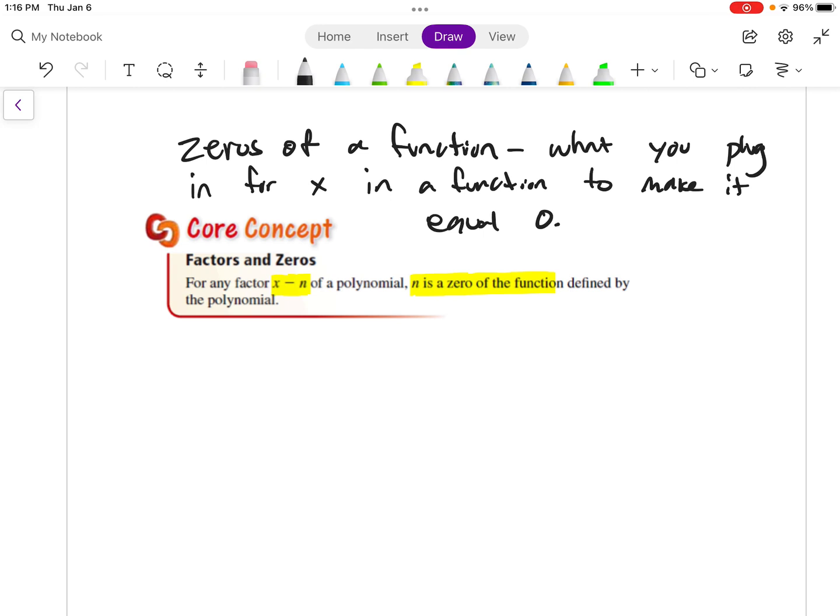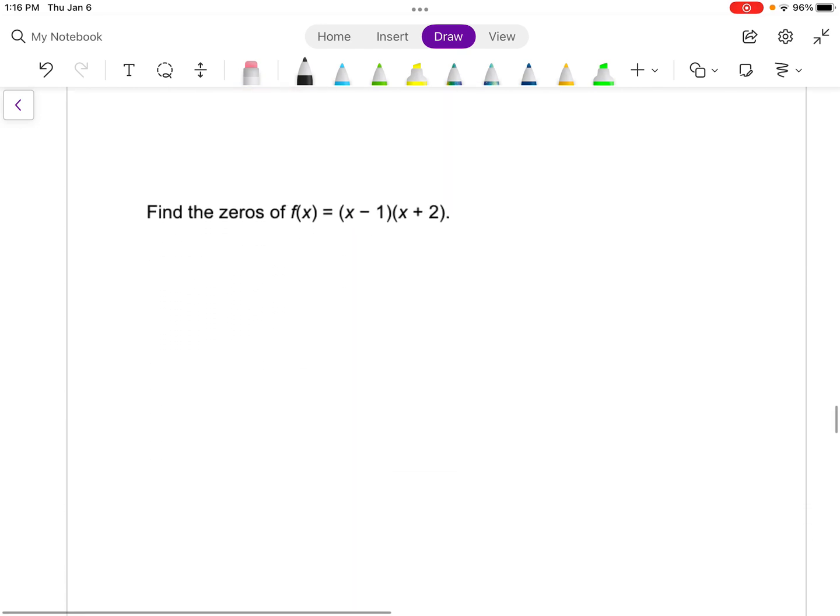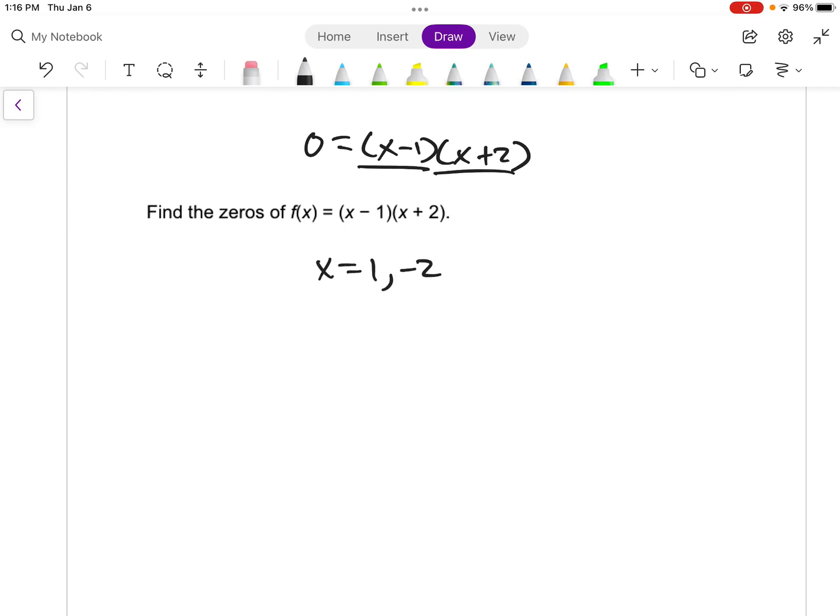So if I come down to here, here's an example. It says find the zeros of this function, f of x equals x minus 1 times x plus 2. So remember what we're asking. We're saying, what would I plug in for x to make this equal to 0? Well, this is what we were just talking about. If I want this to equal 0, either that has to equal 0 or that has to equal 0. So it either has to be x equals 1 or it has to be x equals -2.